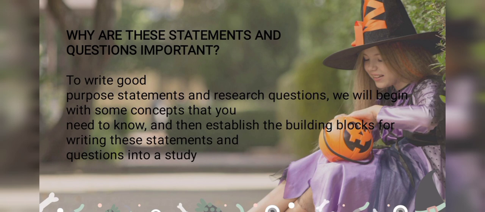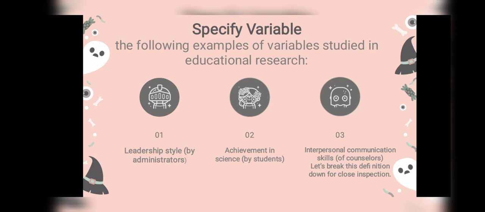Why are these statements and questions important? Because to write a good purpose statement and research questions, we will begin with some concepts that you need to know and then establish the building blocks for writing these statements and questions into a study. And then specify variables. The following are examples of variables studied in educational research: leadership style by administration, achievement in science by students, and interpersonal communication skill of counselors. Let's break this definition down for close inspection.